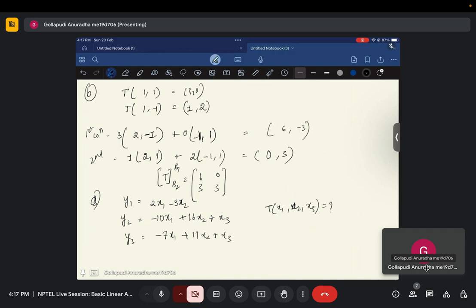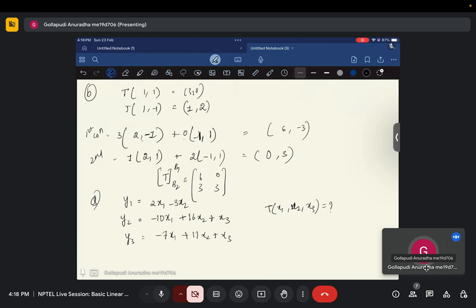It is not what you are doing, ma'am. Actually, what you have done here you cannot repeat. You have to write (3, 0) as a linear combination of the basis of the codomain. The codomain basis is (2, -1) and (-1, 1). Ultimately, after the linear combination, you should get (3, 0). You should not get (6, -3).